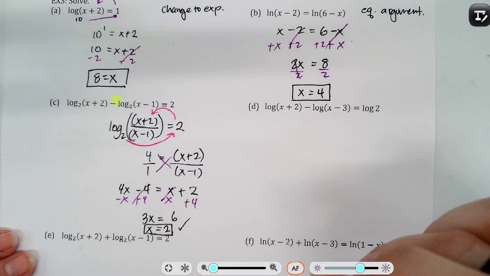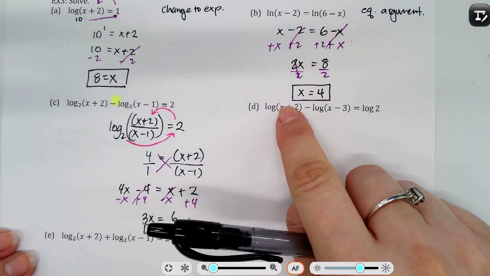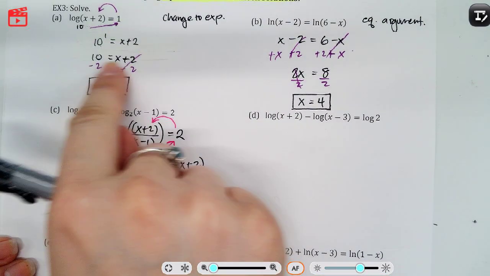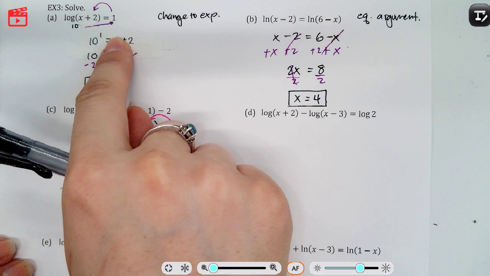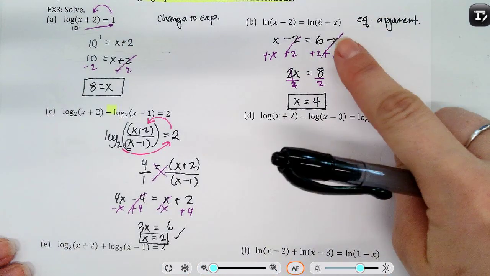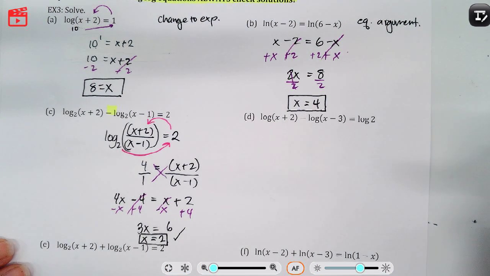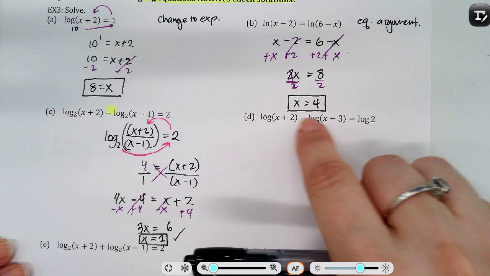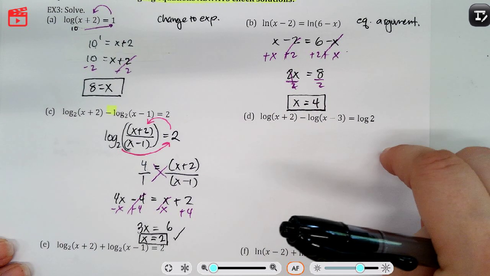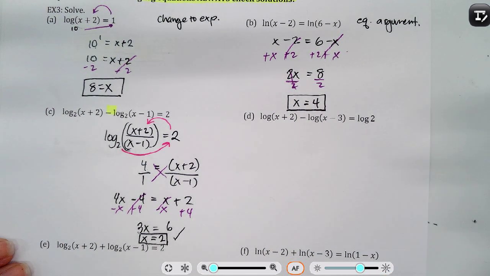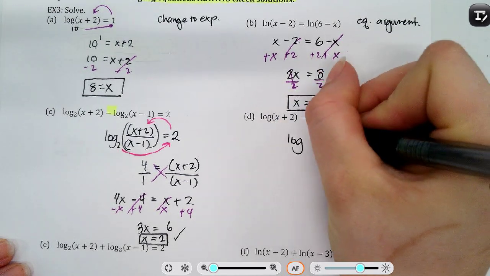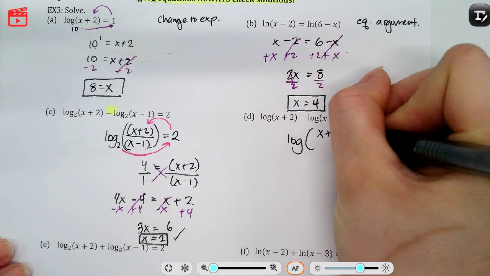D, however, does not have a lone number hanging out by itself. They are all logarithms. So I'm not going to use this first tactic. Okay? My plan then is to see if I can use this second tactic. Because remember, these are the two main tactics we use. If I combine these two logs together, then I'll get a log equal to a log. And then I can equate the arguments. So there's my plan. Combine the two. Since it's subtraction, we're going to use division.